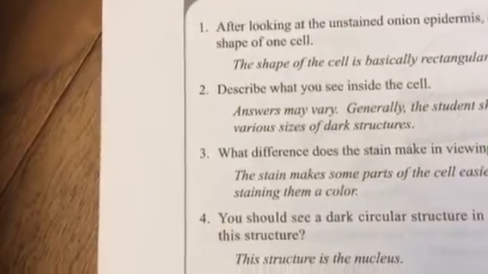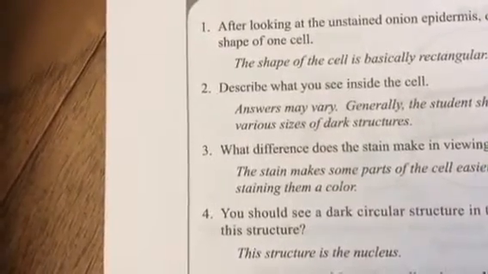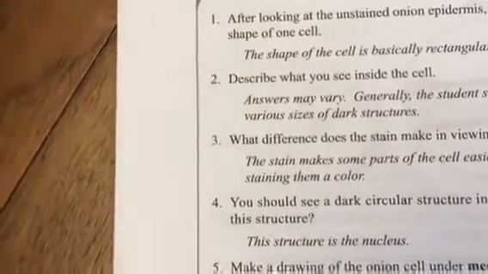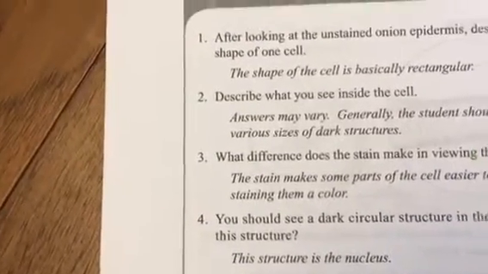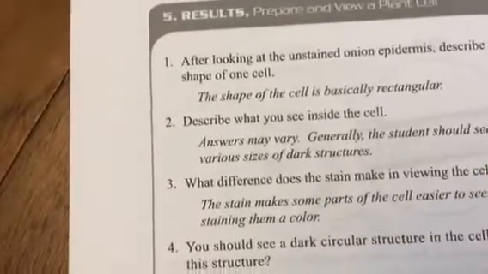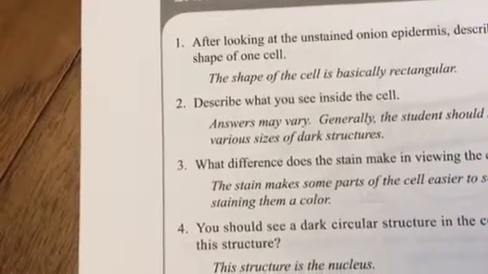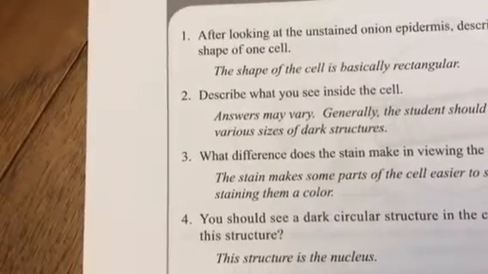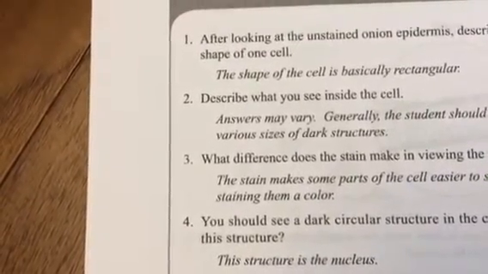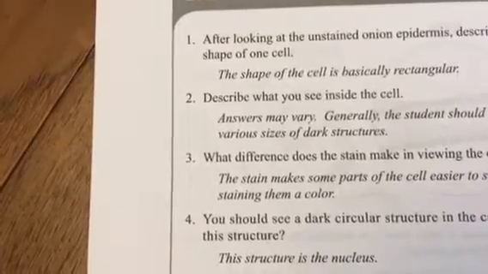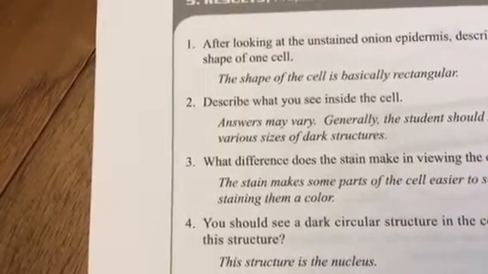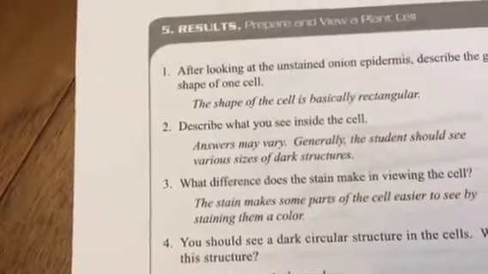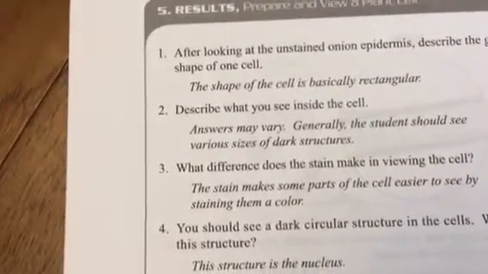Number 1, after looking at the unstained onion epidermis, describe the general shape of one cell. I would say they look like little bricks or little rectangles or little boxes. Number 2, describe what you see inside the cell. Well, we saw some little dark round structures, which were the nuclei, and we also saw some air bubbles. So that's what I would say we saw. Try to remember what you saw and write that in there.